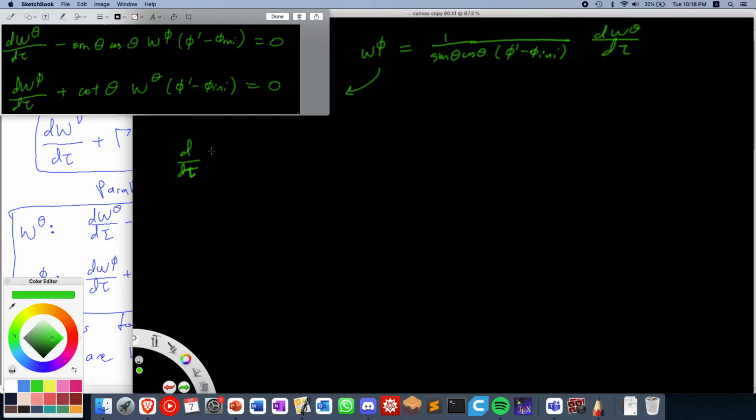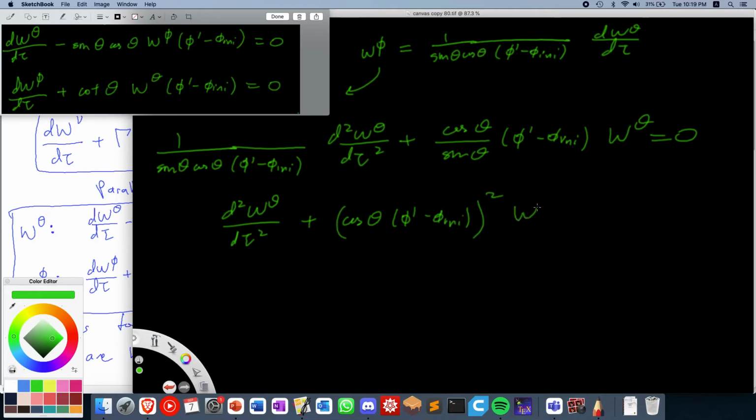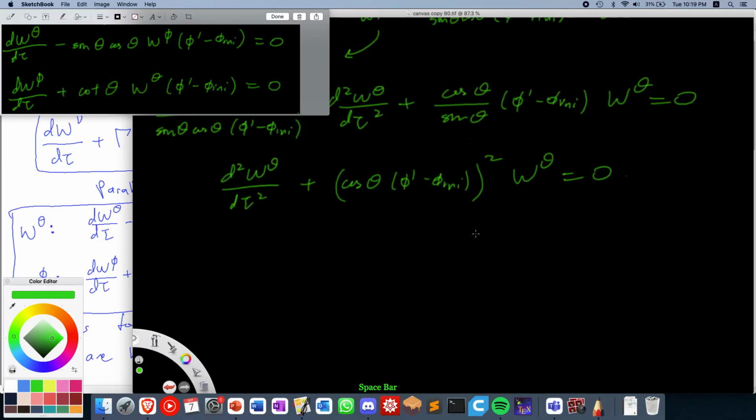So this just gives us the second derivative of the second term. So we get this, the second derivative, plus, so this is cosine theta over sine theta, this guy, and this. So let's multiply both sides. So we have this plus cosine theta, and then phi prime minus phi initial, the whole thing in brackets squared. So we see that this is just a simple harmonic motion kind of equation.